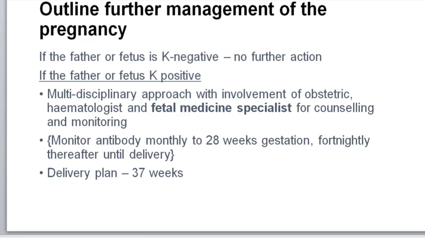The patient should be followed by an MDT involving obstetrics, hematologist, fetal medicine unit, anesthetics, and midwife. A delivery plan should be made for this patient in advance. According to the BSH guideline, the ideal time for delivery is 37 weeks. The type of delivery, normal vaginal or cesarean section, depends on obstetric indication.